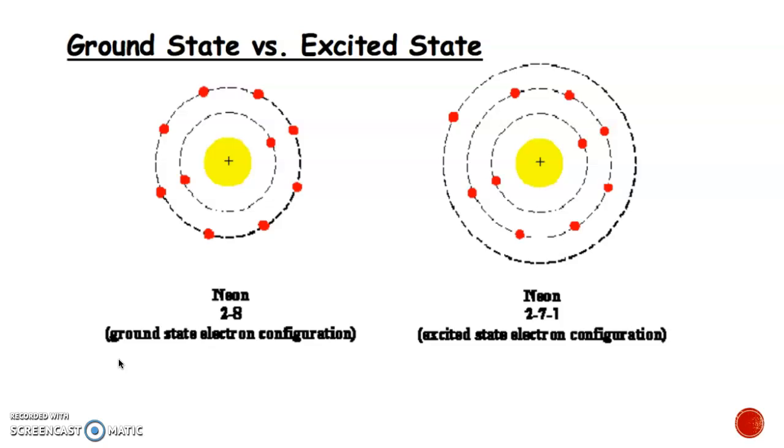All right, so these two images depict ground and excited state. What are you noticing between ground state for neon and excited state for neon? One thing I notice is that neon has 10 electrons based on the electron configuration. I just add those two numbers up. For ground state, it also has 10 electrons for the excited state. So the number of electrons is not changing.